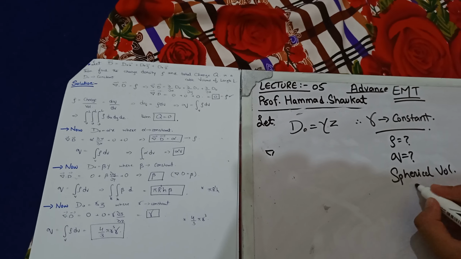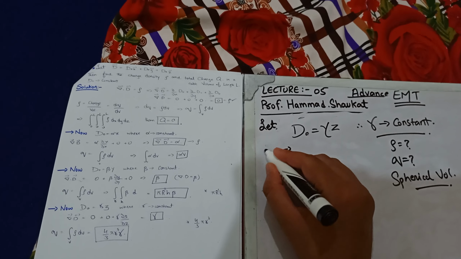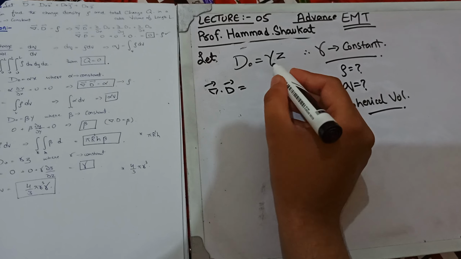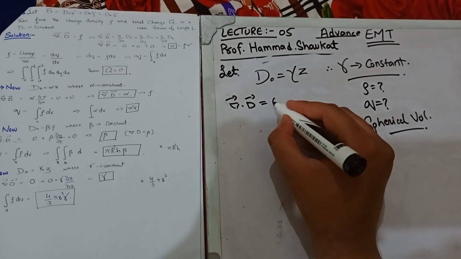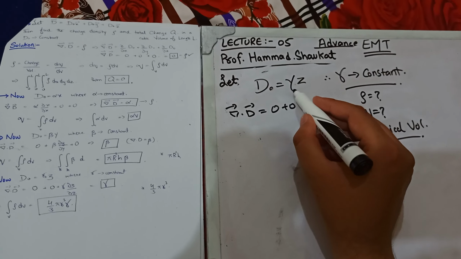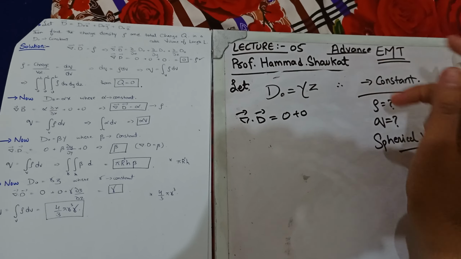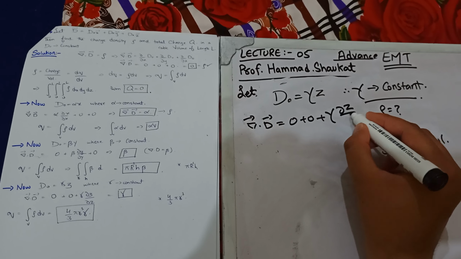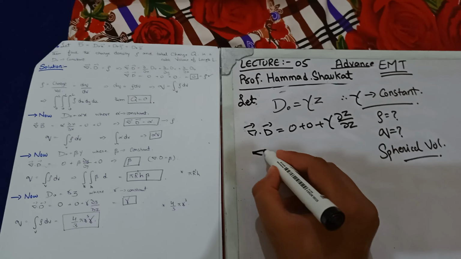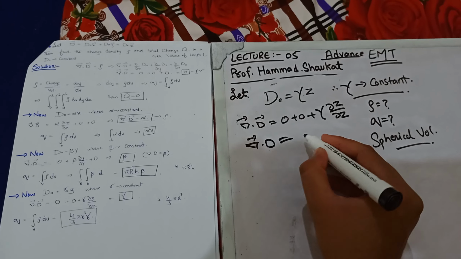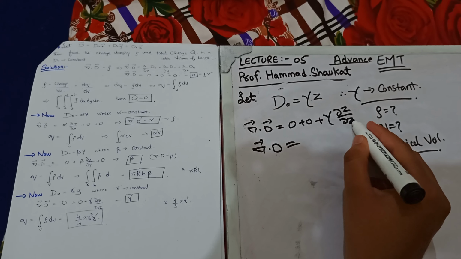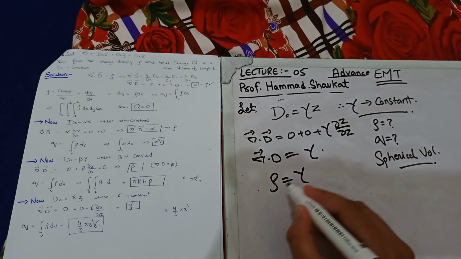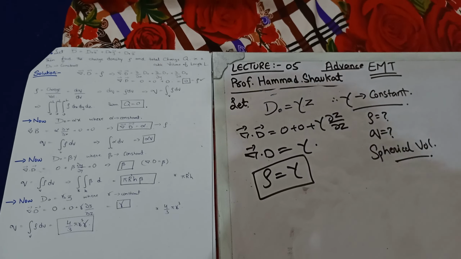So your del dot D becomes equal to, there is no x component and no y component, so you can write it as 0 plus 0, and gamma is constant, plus gamma partial z by partial z. So now your del dot D equals, partial z by partial z is 1, it becomes gamma, it becomes rho. So now your rho equals gamma.